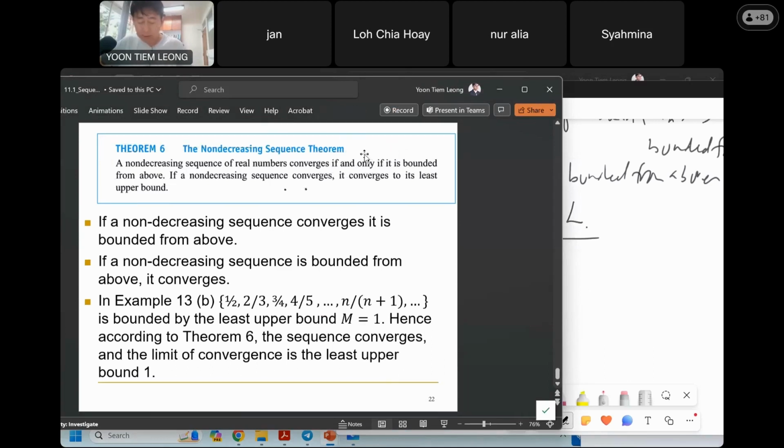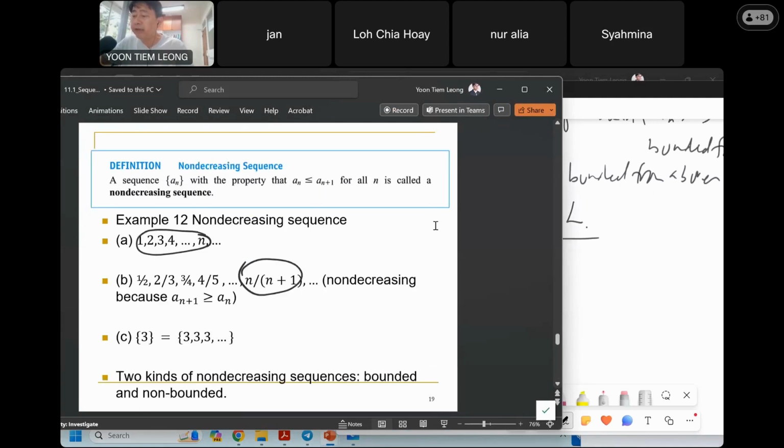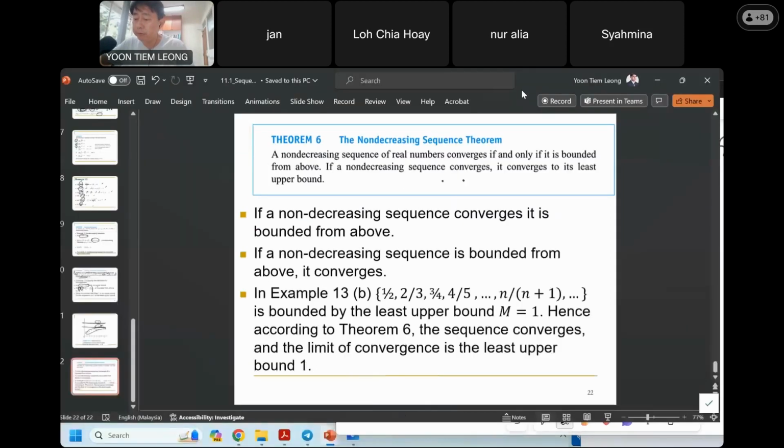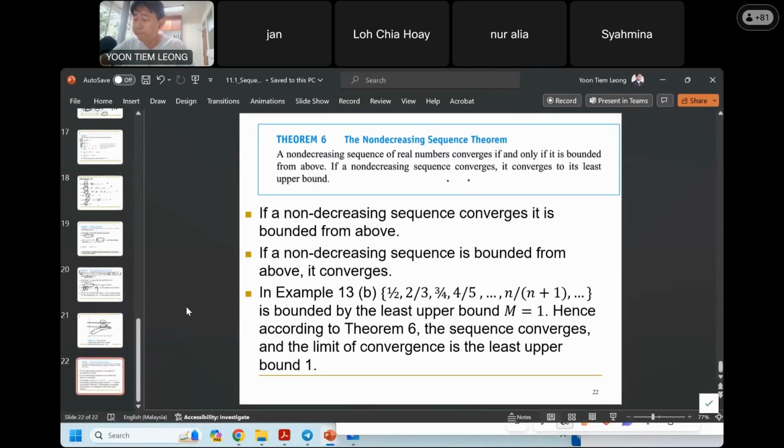Now, any questions up to this point? We will need these few slides, theorem 6, the definition of the upper bound, and the definition of a non-decreasing sequence later when we study series. Any other questions from any of you? Okay, fine. If there are no questions, then I cannot let you go at the moment.